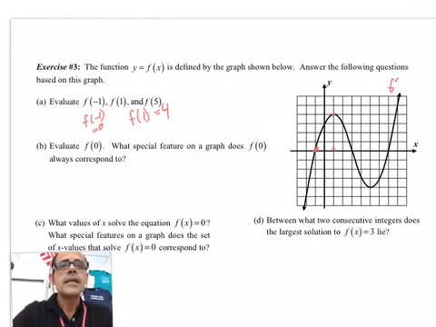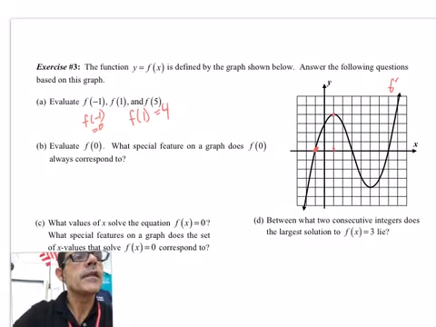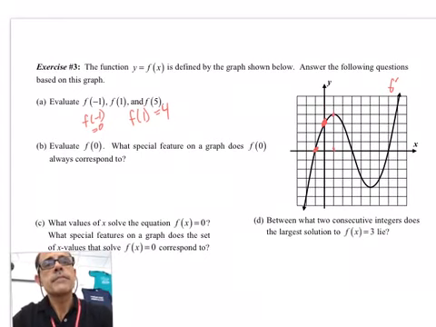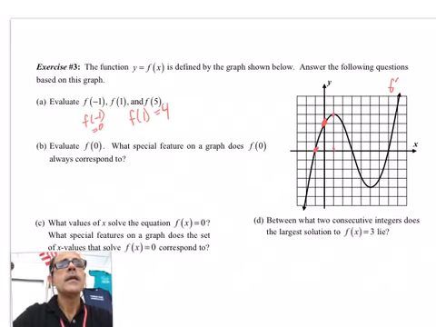Okay, now, it says, evaluate f of 0. What special feature on a graph does f of 0 always correspond to? So let's find out what f of 0 is. F of 0 is right here, and that's 3. So f of 0 is equal to 3. Okay? Now, what special feature does f of 0 always correspond to? Remember, x is the input value and x is 0. When x is 0, you're on the y-axis, right? So that's always going to correspond to the y-intercept, always. So when somebody asks you for f of 0, they're asking you to figure out what the y-intercept is.